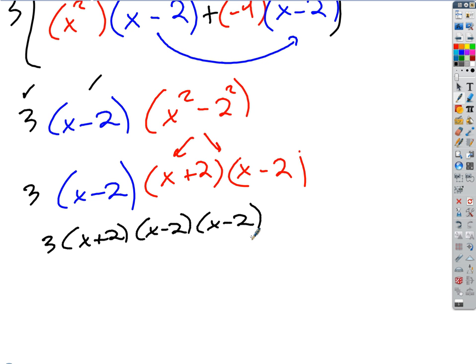What's x minus 2 times x minus 2? X minus 2 squared. Yeah. So the easiest, most simplified way to write this would be 3 times x plus 2 times x minus 2 squared. Now, these can go in either order. Doesn't matter. But you do want the 3 out front. You always want to put the constant factor first. Okay, that's completely factored. Okay? Make sense?